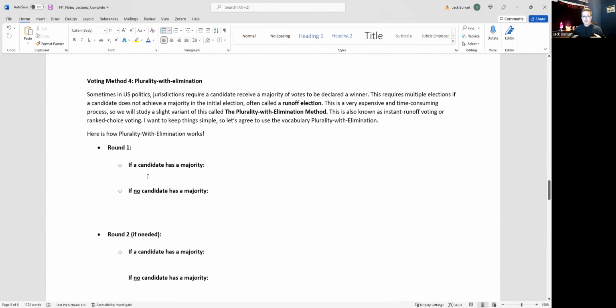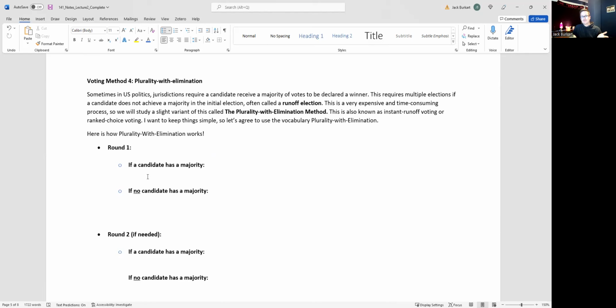Okay, let's move on to our last voting method, the plurality with elimination method. Sometimes in US politics, jurisdictions require a candidate to receive a majority of votes to be declared a winner. So we might have encountered this. This might require multiple elections if a candidate does not receive a majority in the initial election. And often newspapers will call this a runoff election.